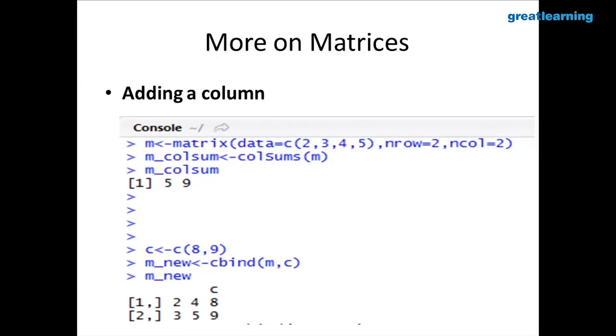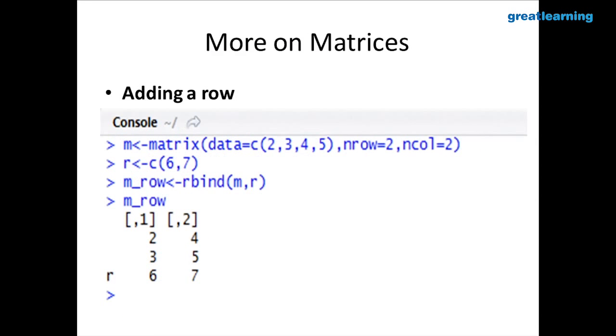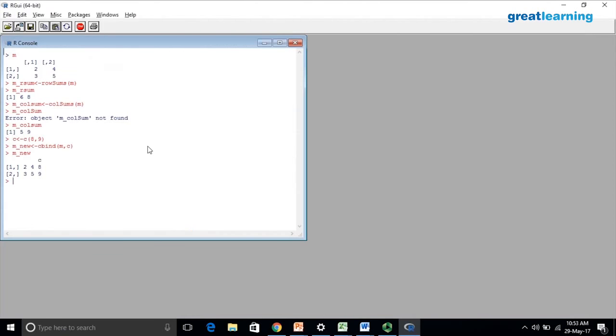Now how do we do it in the case of rows? As we were doing cbind, now we'll do rbind, and it's the same thing. Again, I have to make sure that I define the vector I want to bind before doing an rbind. Let me go back. This time I'll define a vector r, with 6 comma 7. Here it is. Now it's going to be m_, let's assume, a new row I'm adding.